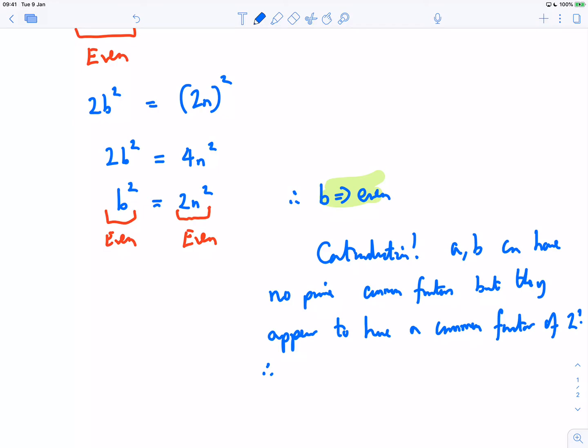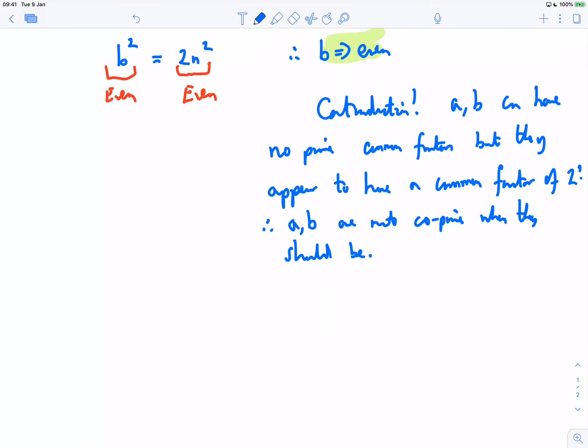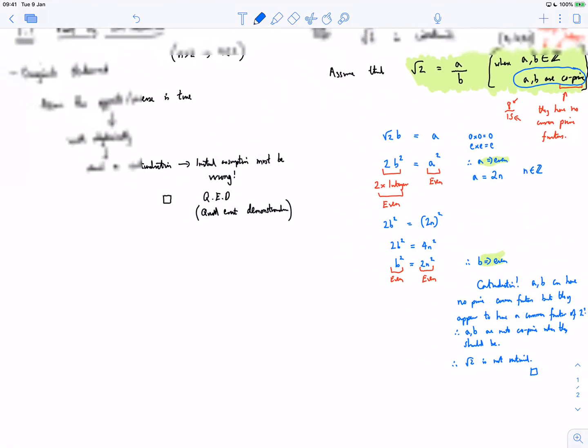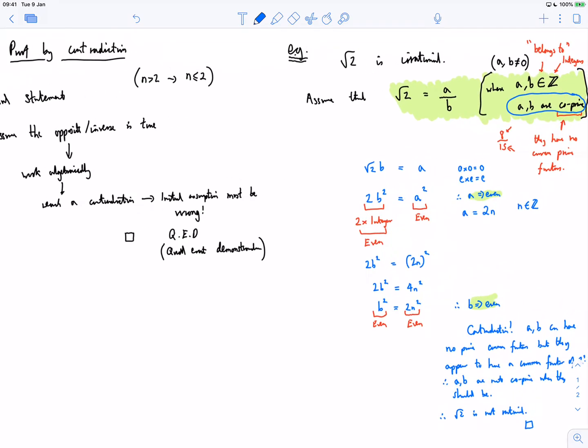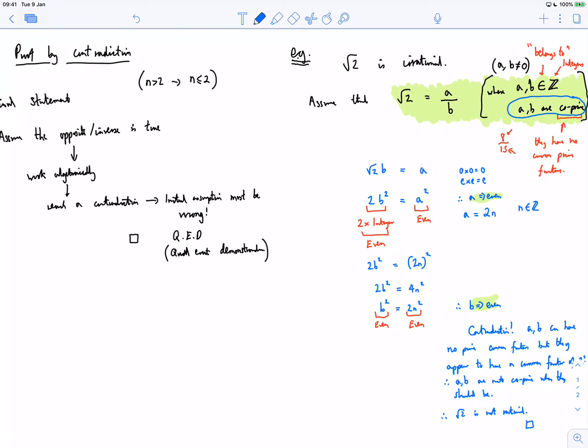Therefore, a and b are not co-prime when they should be. Therefore, root 2 is not rational. The underlying assumption is not true. Proof completed.